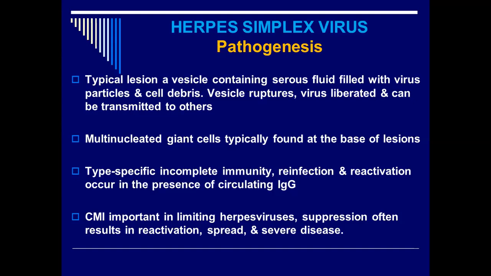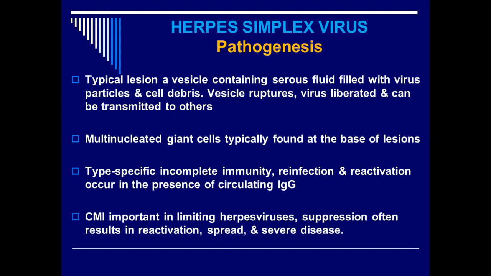The type-specific incomplete immunity is there. The reinfection and reactivation can occur in the presence of circulating IgG antibodies. This means that the protection is not complete. The reactivation can occur even in the presence of IgG antibodies.